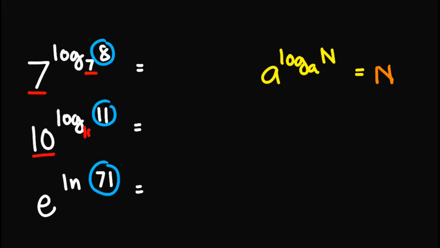10 out here is the same as this one, and ln is logarithm with respect to base e, so it's the same as this one. Therefore, the outcome here is simply 8, 11, and 71. And those are the answers for our examples.